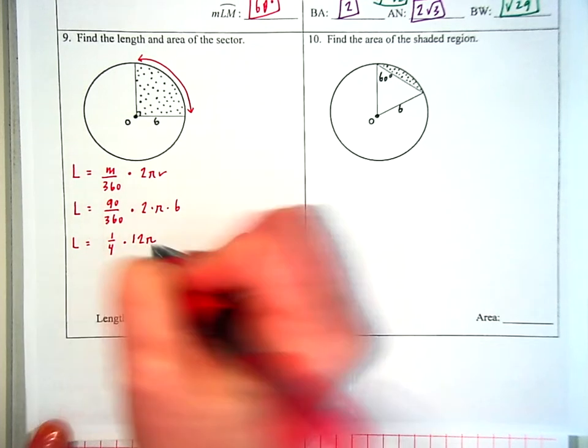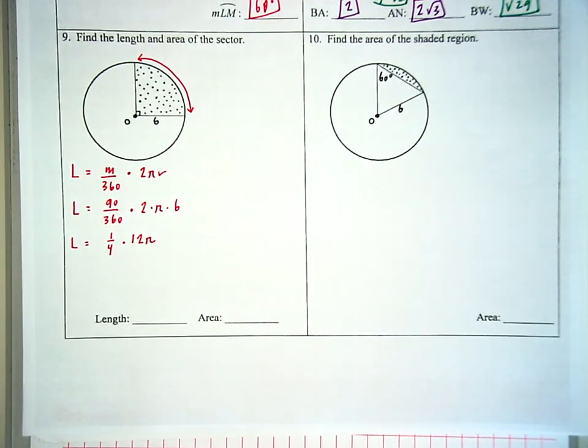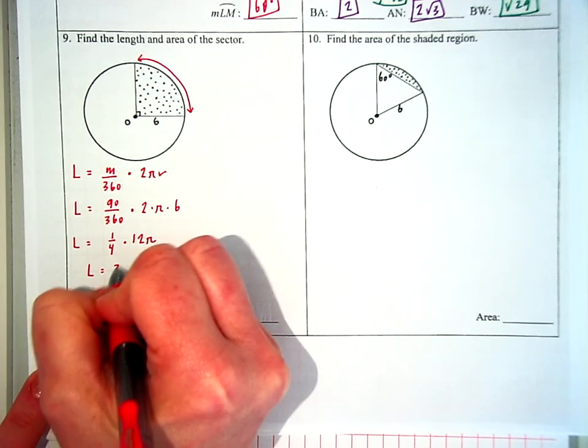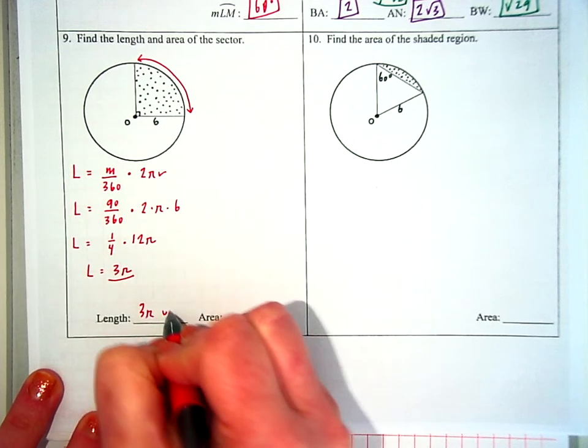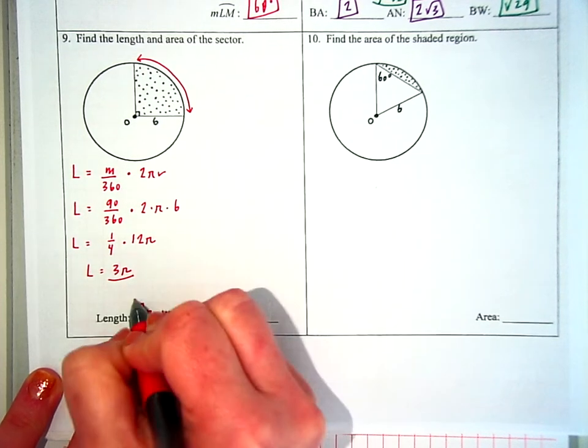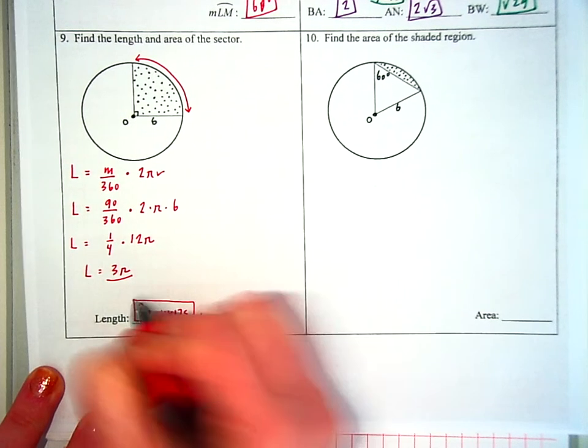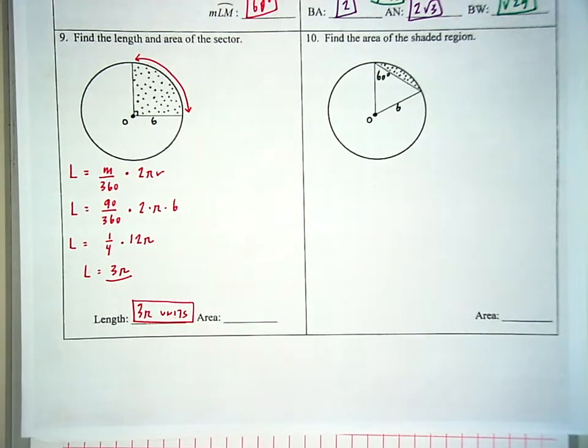So my length is going to be 1/4 of 12 pi. Right? The total circumference, the total distance around my circle would be 12 pi. I want 1/4 of it. So if I take 12 and I divide it by 4, I end up with 3. So 3 pi. 3 pi, whatever units we're working with.